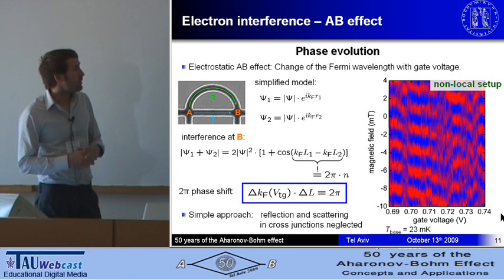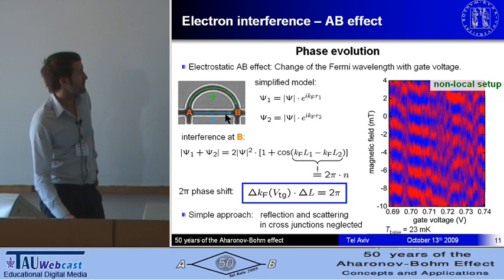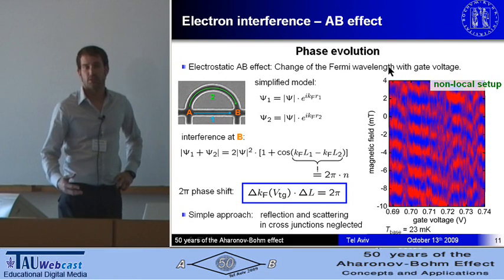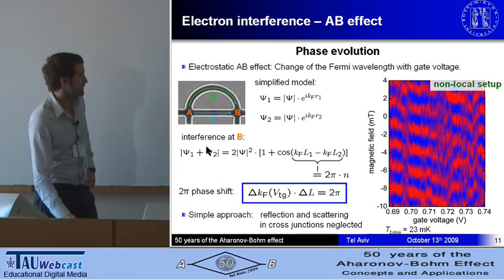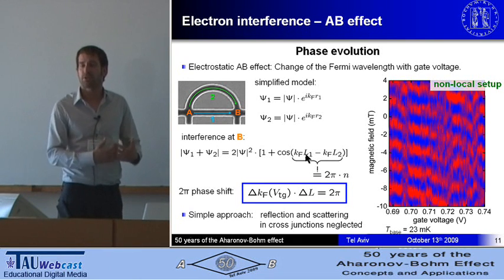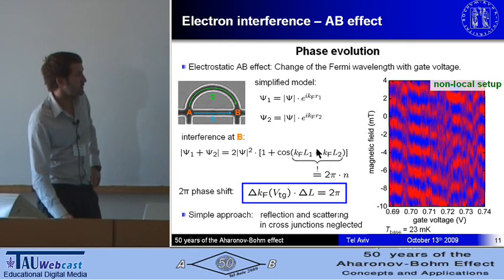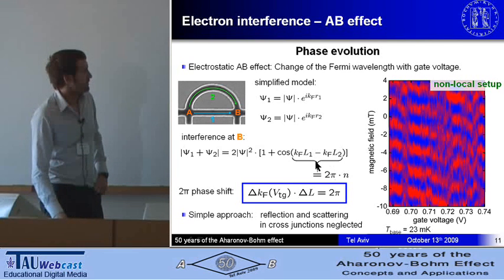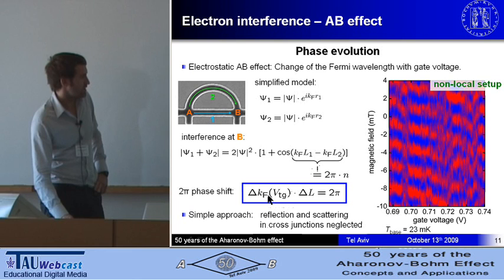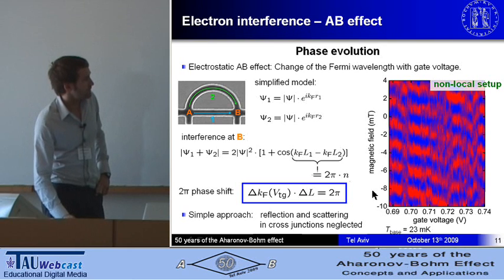In our system, we can change the Fermi wavelength of electrons propagating both ways, in both waveguides, just by changing the gate voltage. And you can see in this interference term, there is a cosine which gives kf multiplied with a difference in length. Due to the fact that we have an asymmetric structure and a non-zero difference in length, we find that we can change the interference pattern by changing kf via the gate voltage. Let's look at the experiment.